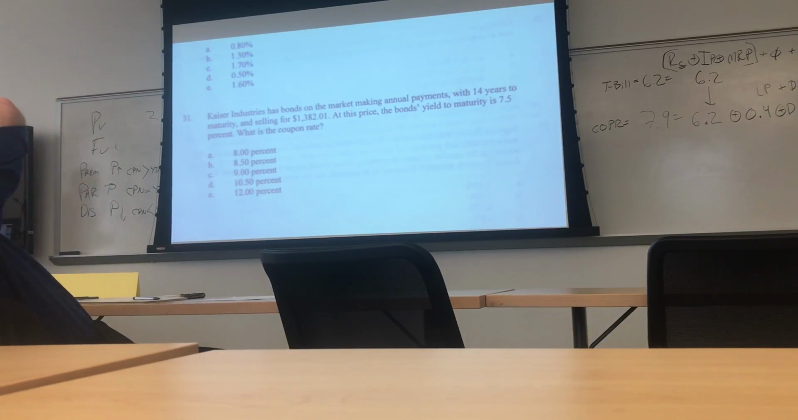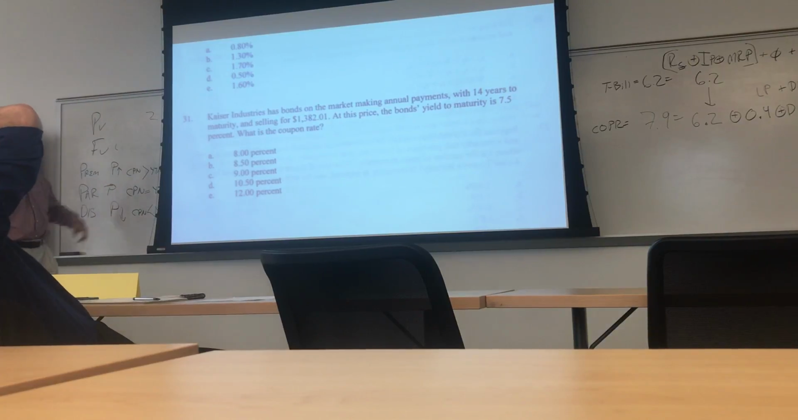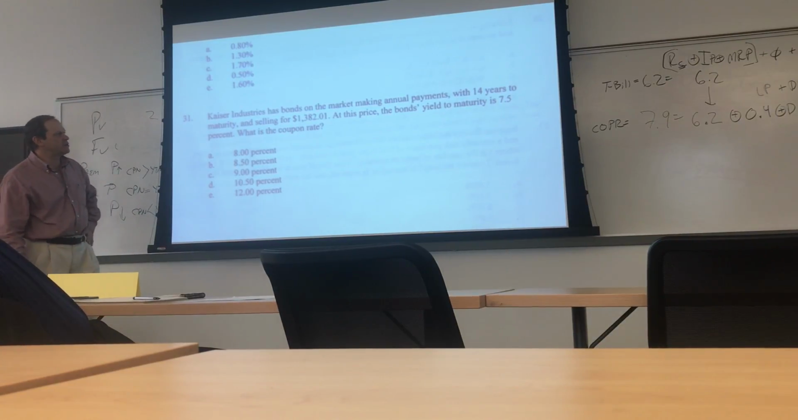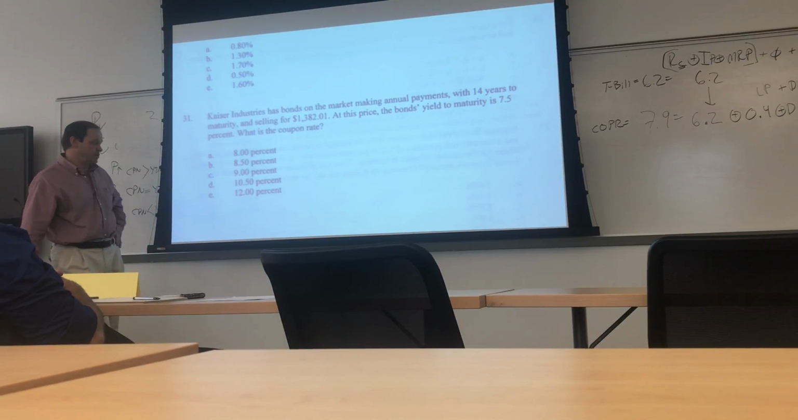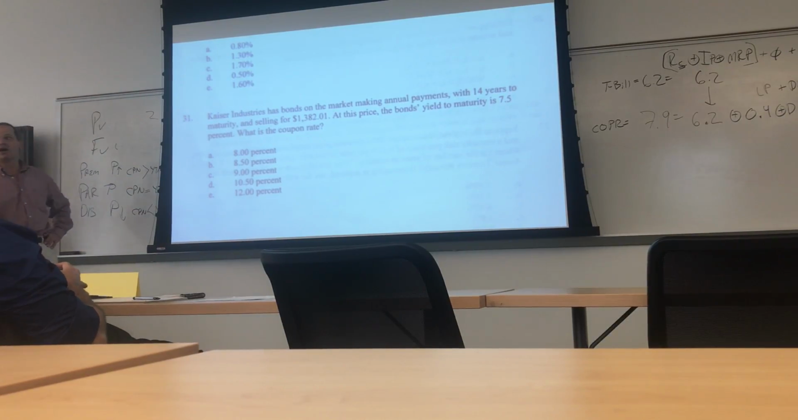Kaiser, Kenny, question or stretch? Okay, Kaiser Industries has bonds on the market making annual payments with 14 years to maturity and selling for $1,382. At this price, the bond's yield to maturity is 7.3%. What is the coupon rate, right? Correct?